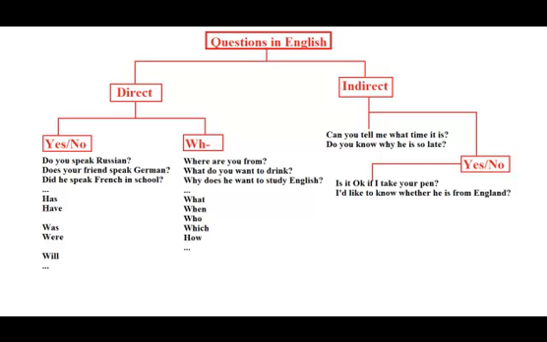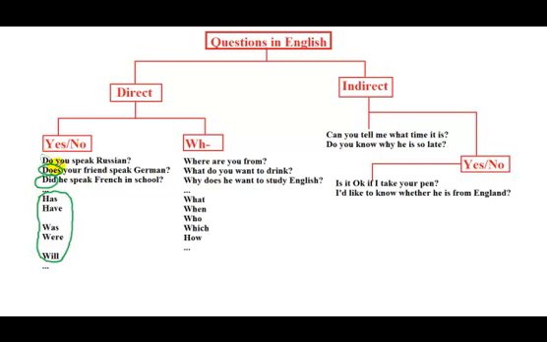So there are basically two types of questions. One is direct, another is indirect. And the direct questions can be yes/no questions, as you can see here. For example, how can we formulate yes/no questions? When we want to ask a question by using an auxiliary, like do, does, did, has, have, was, were, we use this auxiliary verb to make a yes/no question.